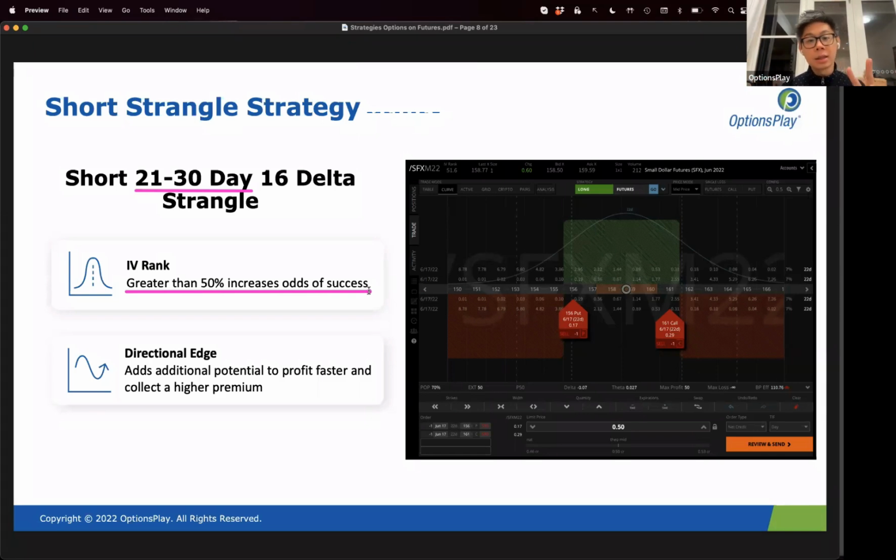The second thing that you can do is from a directional perspective. You can put on a 16 delta strangle at any time. But a strangle is really something that you trade when you have a neutral view on an underlying. So especially if you have an underlying where you believe it's trading in a range, you can use that range to your advantage and collect a little bit more premium on one side to offset some additional risk. We'll talk about examples of how you can make that adjustment from a directional perspective. If you do have a directional view, you can add additional premium, and that has the potential to profit a little bit faster and collect a higher premium.